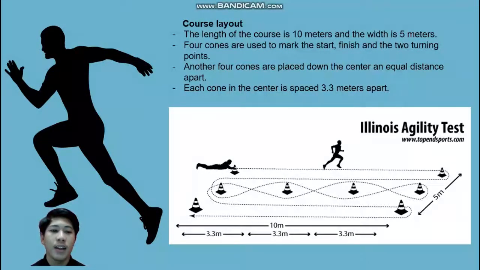Course layout of Illinois test. The length of the course is 10 meters and the width is 5 meters. 4 cones are used to mark the start, finish, and 2 turning points. Another 4 cones are placed down the center and equal distance apart. Each cone is spaced 3.3 meters apart.